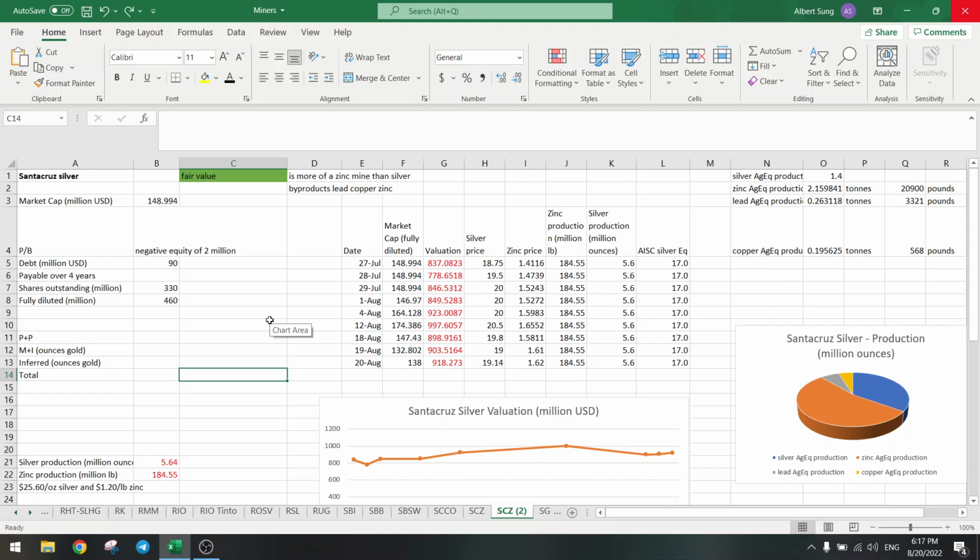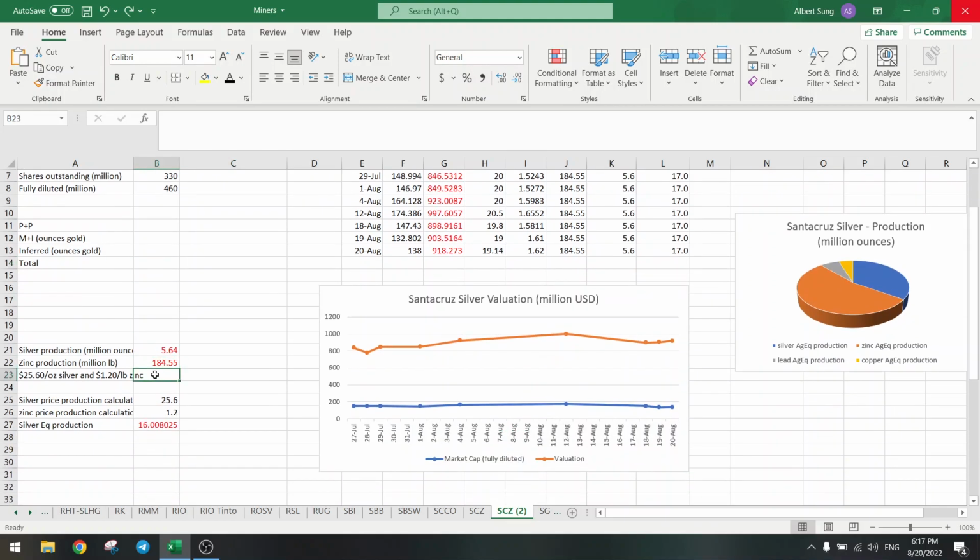Today I'm going to talk about Santacruz silver again. I promise this is the last time. I keep on making videos, but we need to make sure that I'm right, okay? This is too important. So I think in my last video I made another mistake. So let's make it easier to understand. This calculation is very simple.